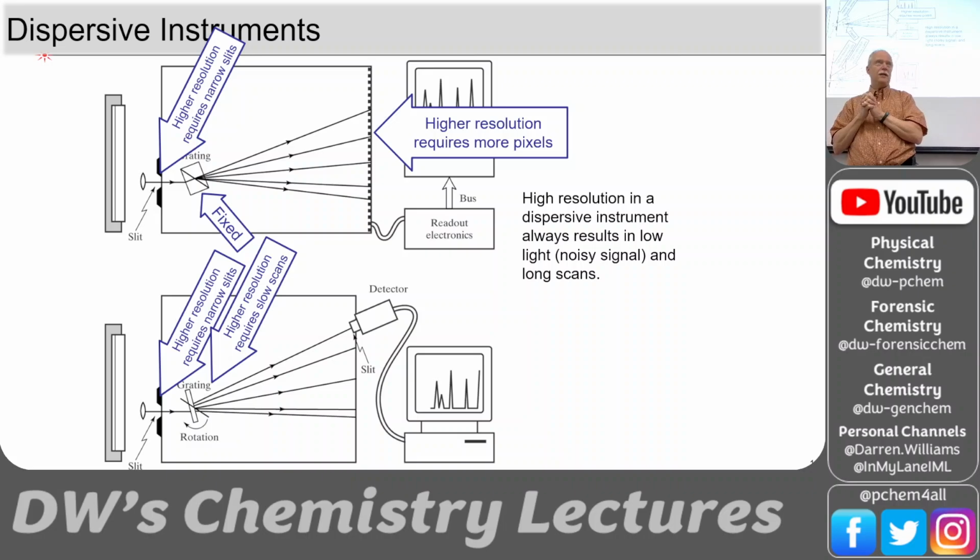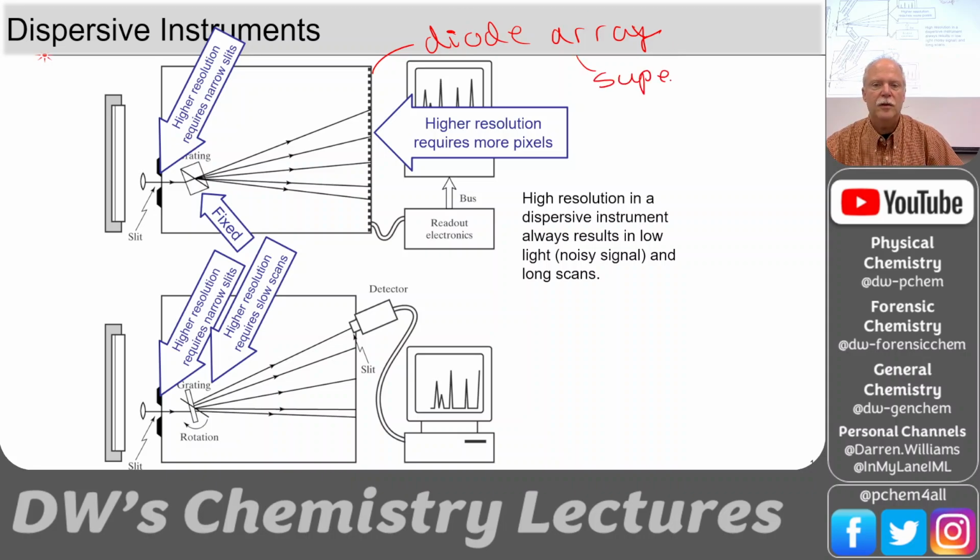I don't know how much, I know y'all do block diagrams and instrumental, and you probably talked about dispersive and diode array instruments. So let's look at these again real quick. So these are both dispersive instruments, but one has a fixed grating and a diode array. So this right here is a diode array. These are low power, really cheap, super cheap now. The expense comes in the high resolution.